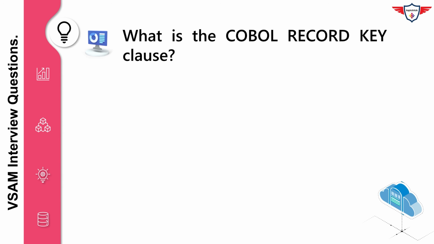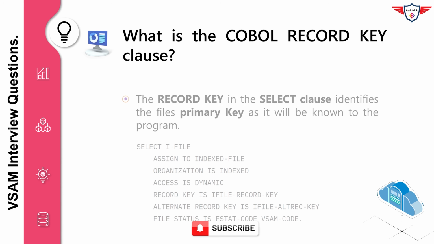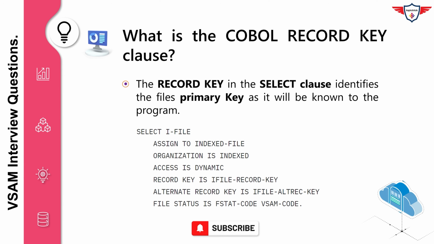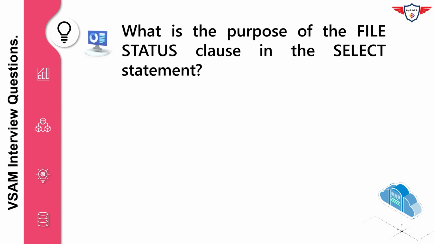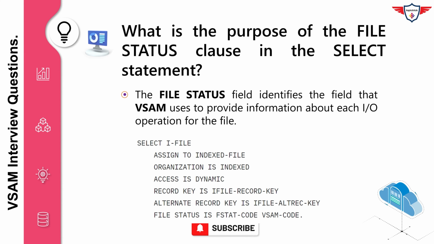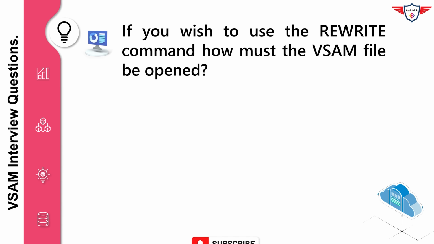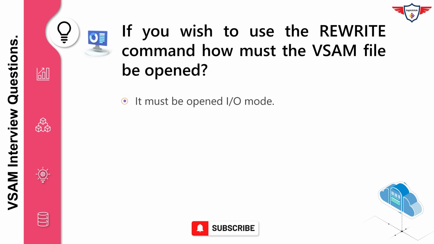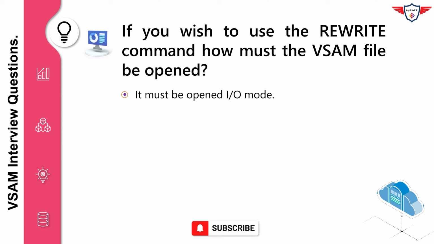What is the COBOL record key clause? The record key in the select clause identifies the file's primary key, as it will be known to the program. What is the purpose of the file status clause in the select statement? The file status field identifies the field that VSAM uses to provide information about each I/O operation for the file. If you wish to use the rewrite command, then how must the VSAM file be opened? It must be opened in I/O mode.